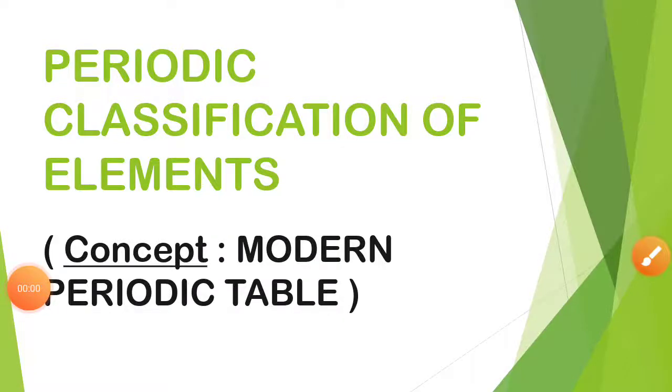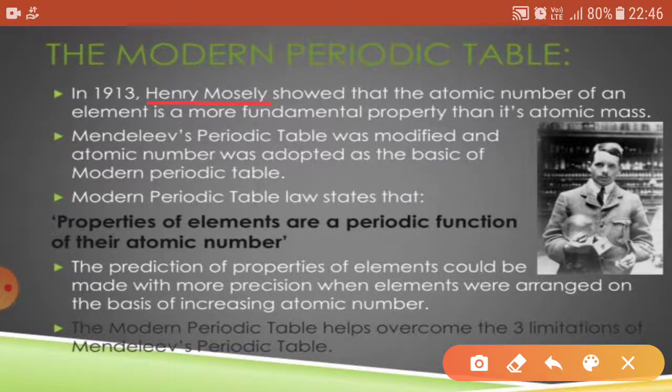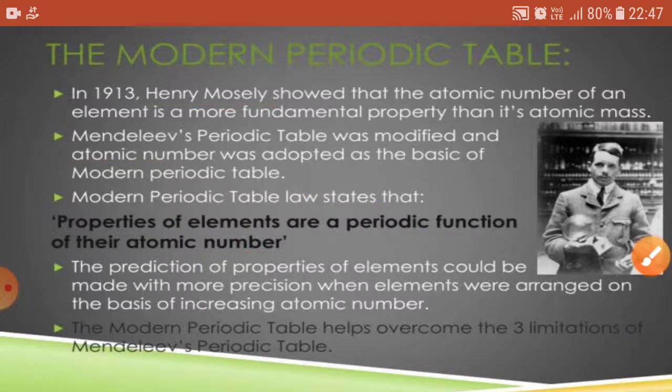Good morning students. Today we will discuss the modern periodic table and trends in properties in it, in the chapter Periodic Classification of Elements. Henry Moseley proposed the modern periodic table and stated the modern periodic law as: the properties of elements are a periodic function of their atomic number. It means that he considered the atomic number as the basis for the modern periodic table instead of the atomic mass. And this also overcomes the limitations of Mendeleev's periodic table.